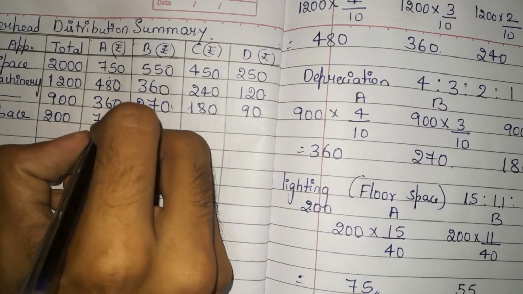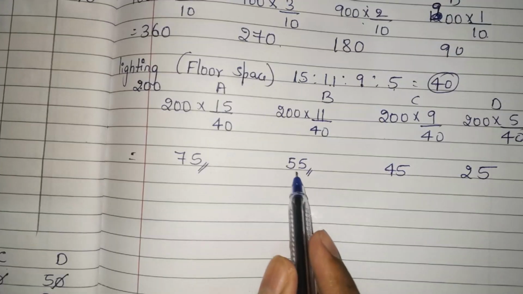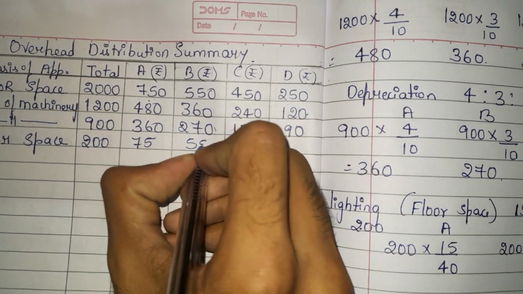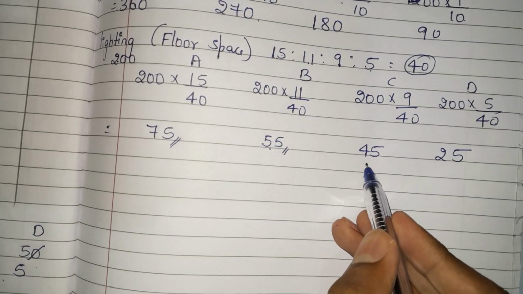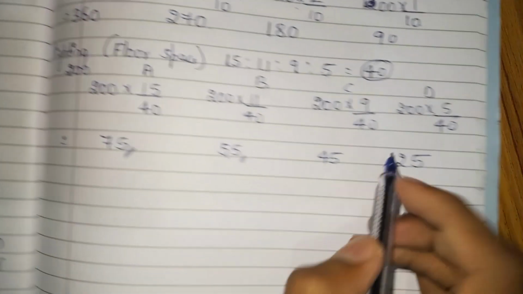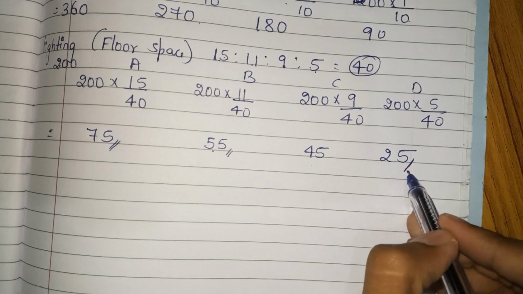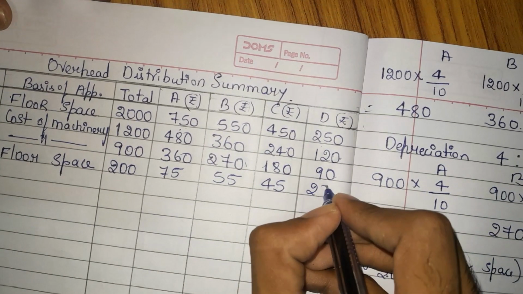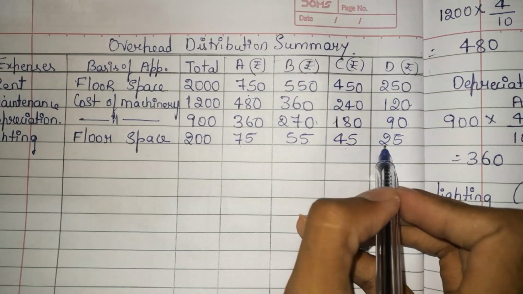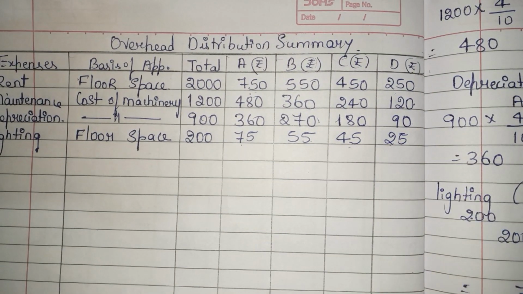Now 75 rupees is for A department, so 75 rupees. B department is 55 rupees, so here I will write 55 rupees. Then C department will be 45 rupees, so C department I'll write here 45 rupees, and D department will be 25 rupees, so I will write 25 rupees. If I add 75, 55, 45 and 25, I will get 200 rupees.